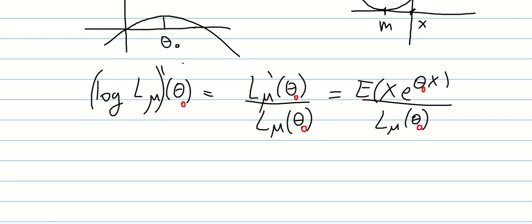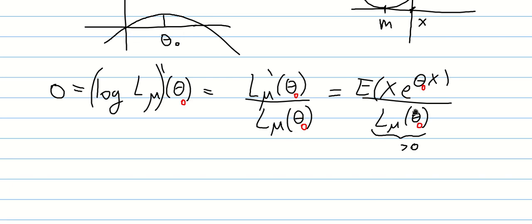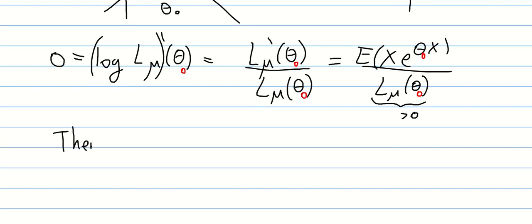And the interesting thing is that since this is a maximum, the derivative is 0 at the maximum. So if it's differentiable, and it is, the derivative is 0. This denominator here is positive. It's the expectation of a positive function. So we know the expectation of x e to the theta 0 x is 0.